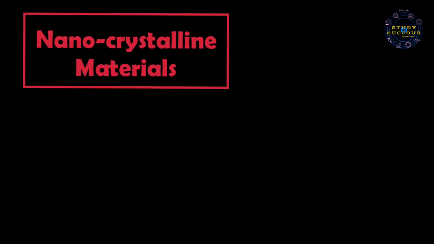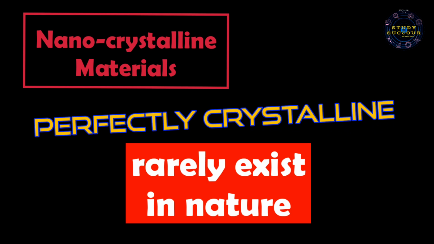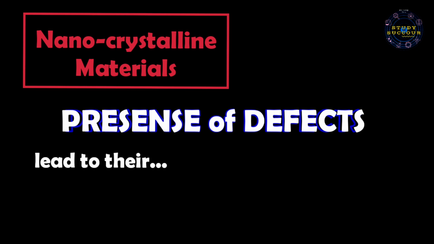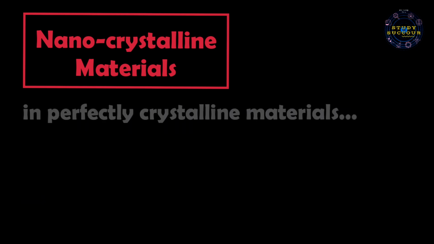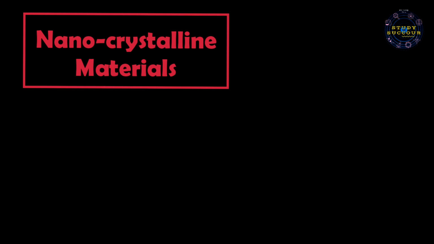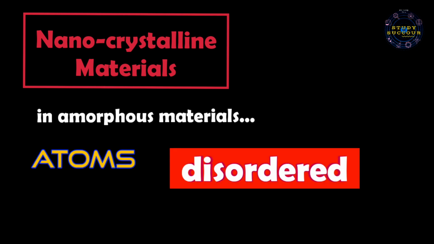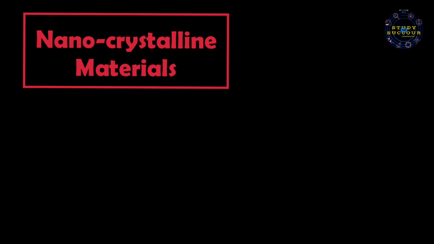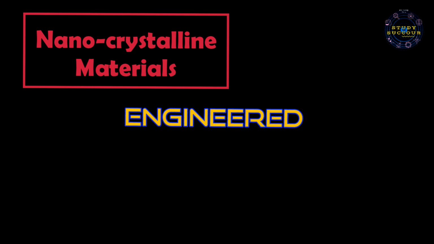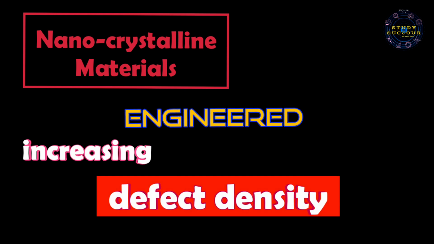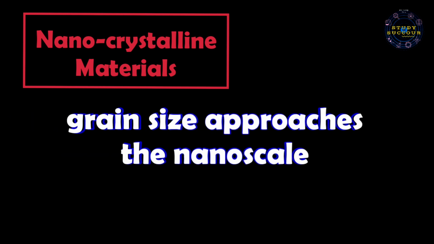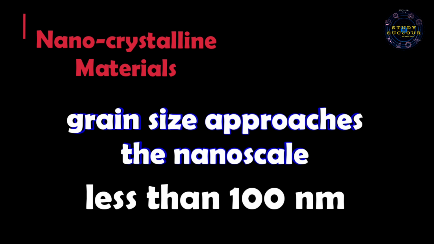Nanocrystalline materials. Perfectly crystalline materials rarely exist in nature. The presence of defects in nanocrystalline materials leads to their interesting properties. In perfectly crystalline materials, atoms are all periodically arranged, whereas in amorphous materials, atoms are disordered. Most materials, however, are somewhere between these two extremes. Nanocrystalline materials can be engineered by increasing the defect density in a material to the point where the grain size approaches the nanoscale, which is less than 100 nanometers.